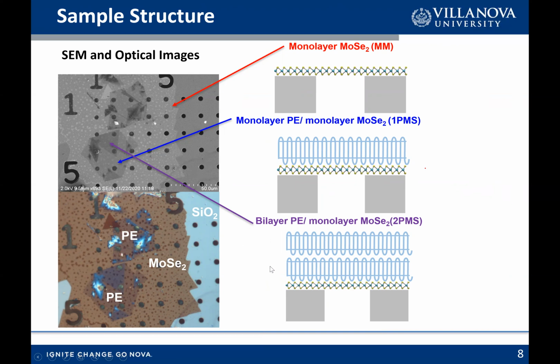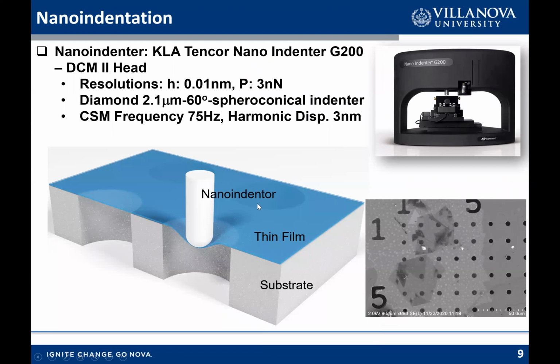If we look, there is a folded region as well. You can see this triangular dark area is a folded PE. This is the area we call 2PMS. In the schematic, the red one is the MM area, monolayer MoSe2, and 1PMS is this patch, and if this layer is folded, this one is the 2PMS. Now let's talk about nano indentation.